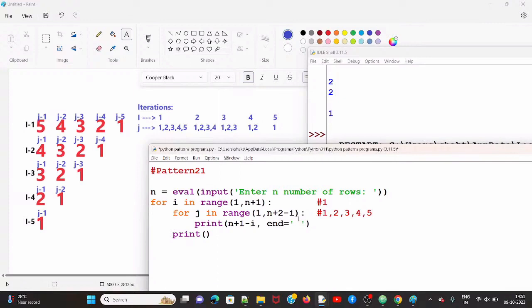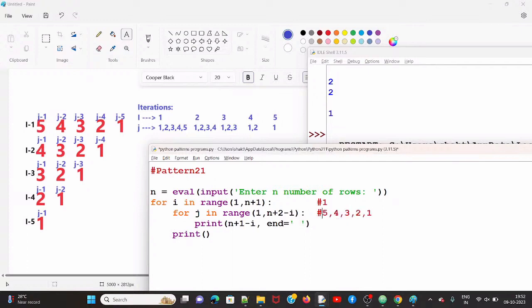So what do I do here? This is the 5 iterations. Okay, 5 iterations, but here I take the first j value. What? 1 coming. Second j value, 2 coming. Next j value 3, next j value 4, next j value 5. Suppose I generate the j values 5 4 3 2 1.